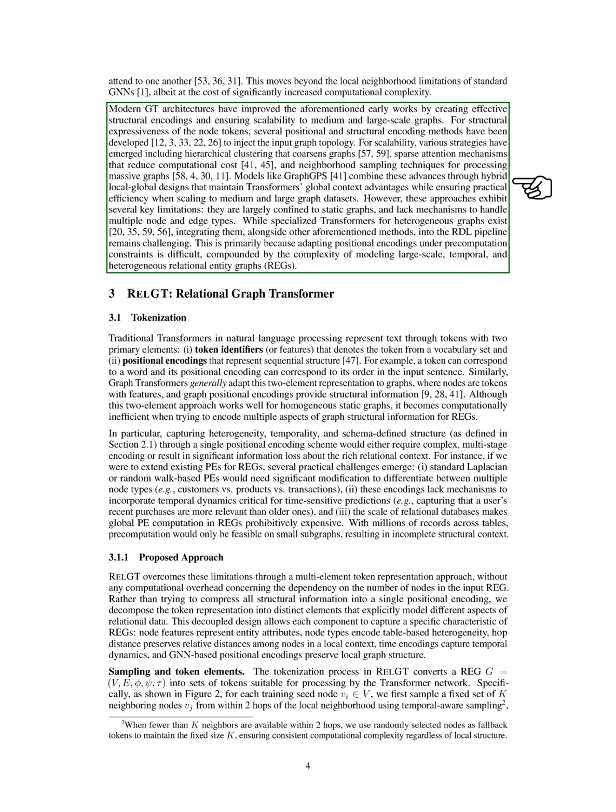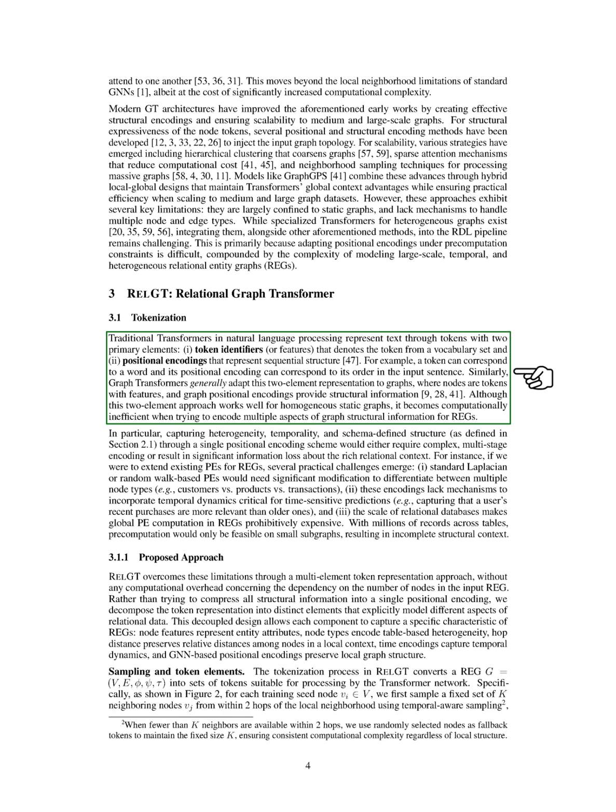However, these methods have notable limitations. They mainly apply to static graphs and struggle with multiple types of nodes and edges. While there are specialized transformers for heterogeneous graphs, integrating them with other methods into the relational data learning (RDL) pipeline is challenging. This is mainly due to the difficulties in adapting positional encodings under precomputation constraints and the complexity of modeling large-scale, temporal, and heterogeneous relational entity graphs. Next, we address tokenization.